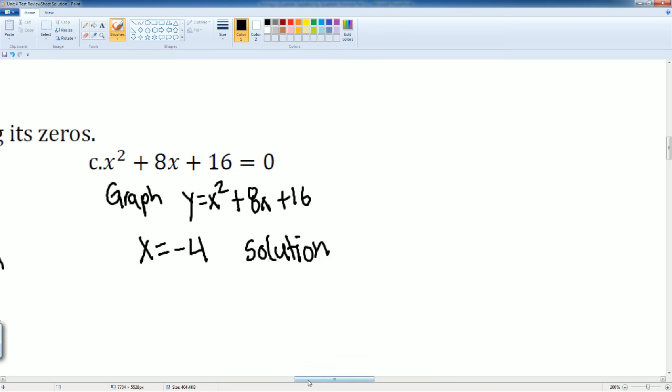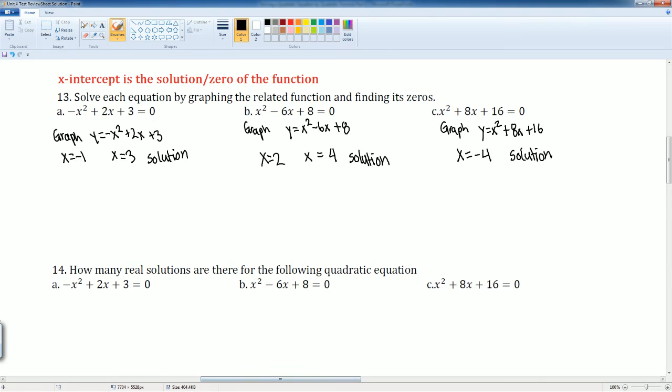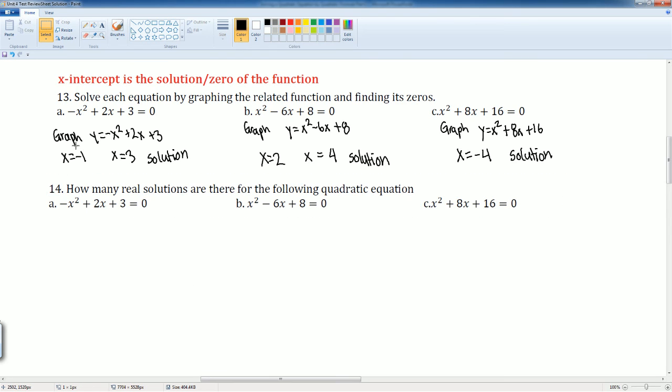All right. Good. So next it says how many real solutions are there for the following equation. So we can just take a look. Here for the first one, it's the same problem. These were your solutions. So we can write there are two real solutions for this one.